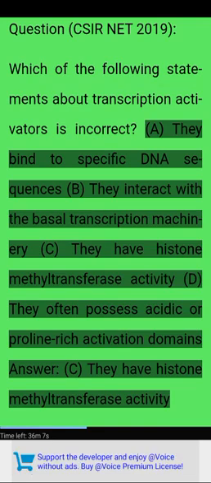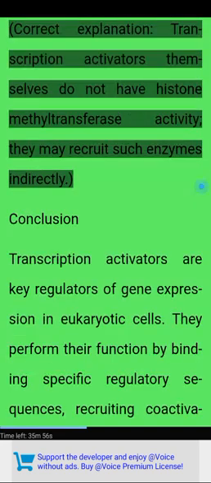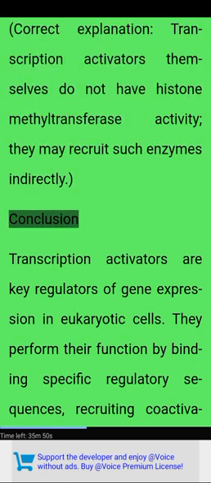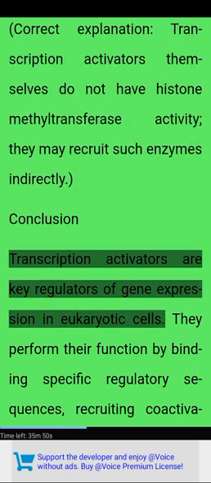They often possess acidic or proline-rich activation domains. Answer: C. They have histone methyltransferase activity. Correct explanation: transcription activators themselves do not have histone methyltransferase activity. They may recruit such enzymes indirectly. Conclusion: transcription activators are key regulators of gene expression in eukaryotic cells.